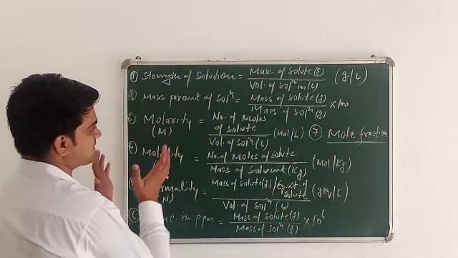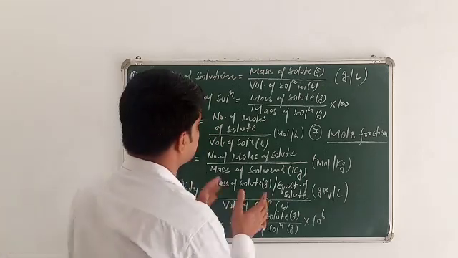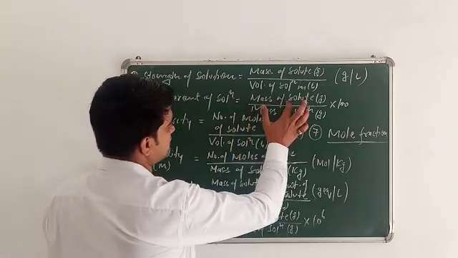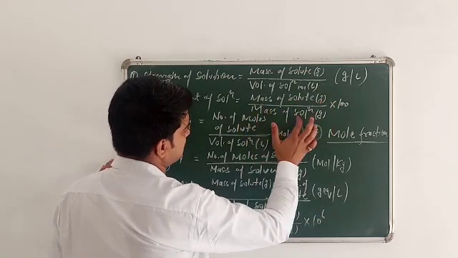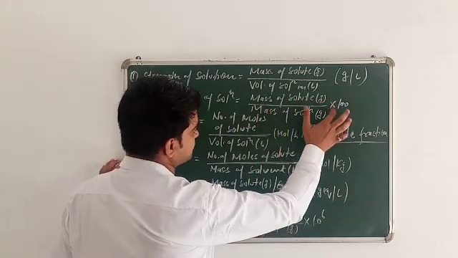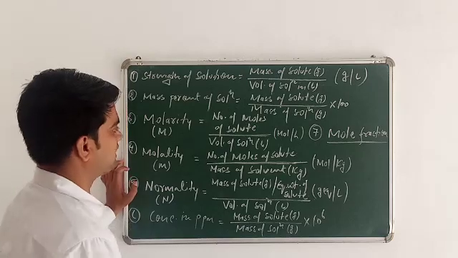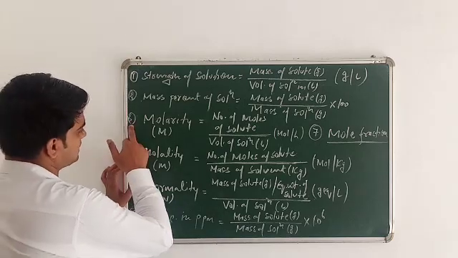Second thing is the mass percent. How to calculate the mass percent of a given solution? First, we divide the mass of solute in gram upon the mass of solution in gram, into 100. Then we can calculate the mass percent of a given solution. Next one is the molarity.